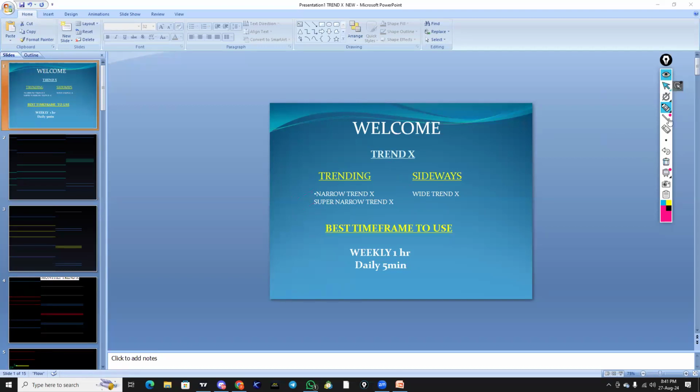Now, the time frame we should use: when we see a weekly chart, it should be 1 hour. When you use a daily Trendex, it should be 5 minutes. These are the best time frames.